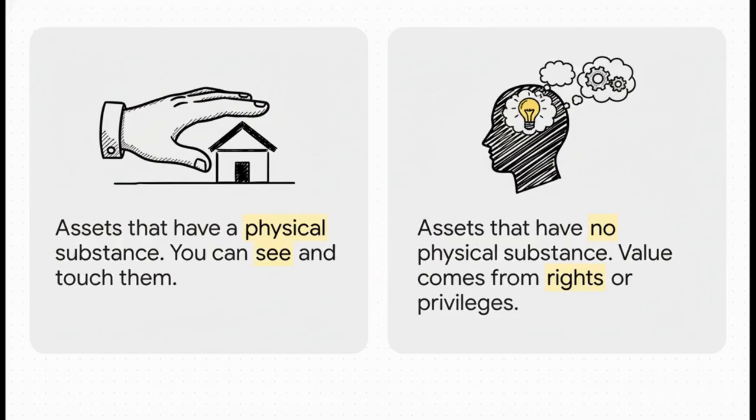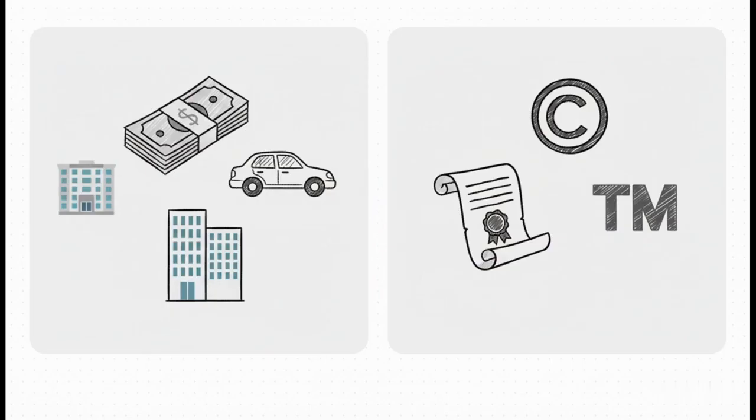Intangible assets, on the other hand, don't have a physical form. You can't hold them, but their value is very, very real. It comes from things like ideas, legal rights, or even a good reputation. Let's make this real with some examples. Tangible stuff is easy to picture. Cash, a car, a house, a piece of land. Intangible assets are things like a patent that protects an awesome invention, or the copyright to a song you wrote. Or think about the value of a famous brand's logo. You can't touch that recognition, but it is an incredibly valuable asset.